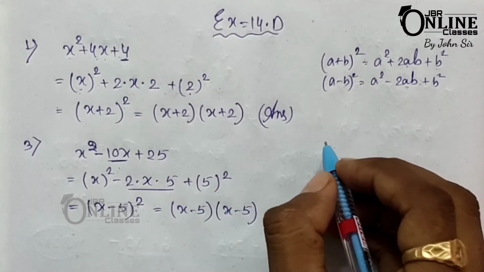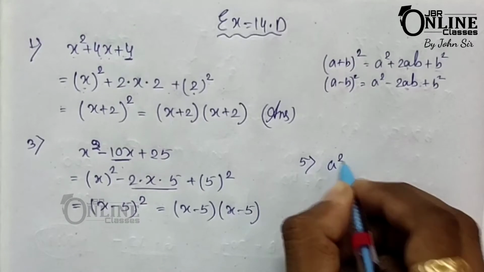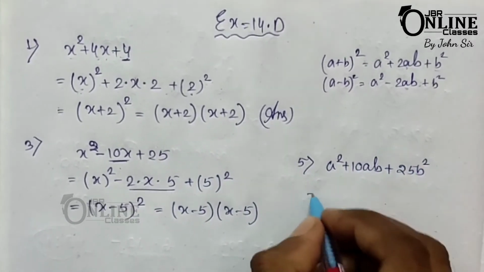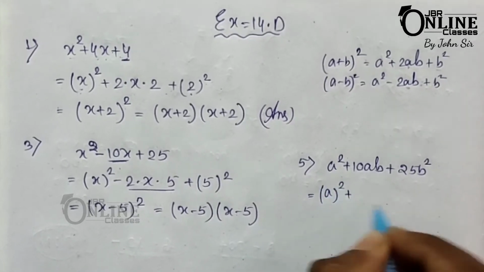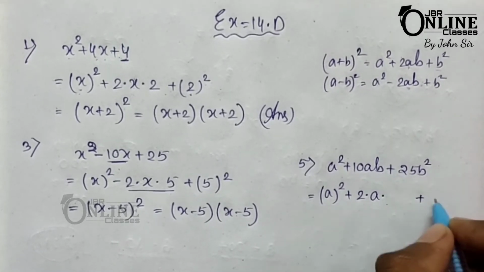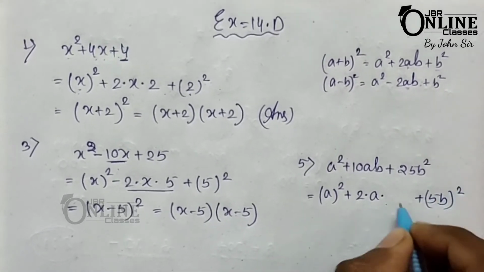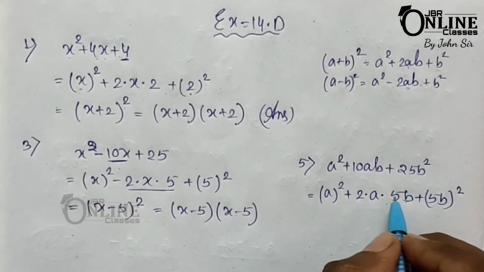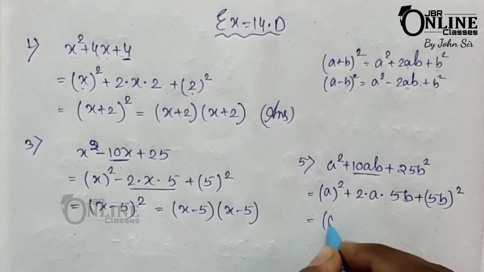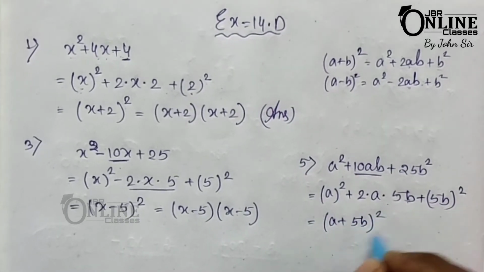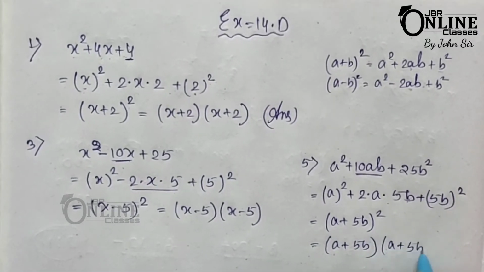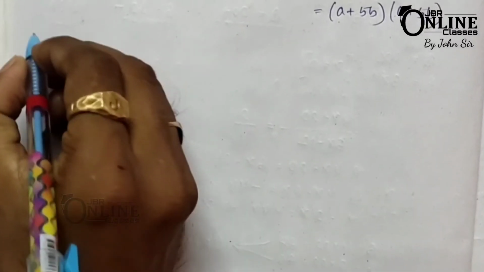Now for the next one, sum number 5. In sum number 5, a square plus 10ab plus 25b square. So same thing, first write down a whole square, then according to the formula 2 into a. Now put a gap for b. Here 25b square means 5b whole square. Just put down 5b here. Now check it, 5 into 2, 10, 10ab. So here also 10ab. That means no problem. So you can write a plus 5b whole square, and that equals the same thing, a plus 5b into a plus 5b.